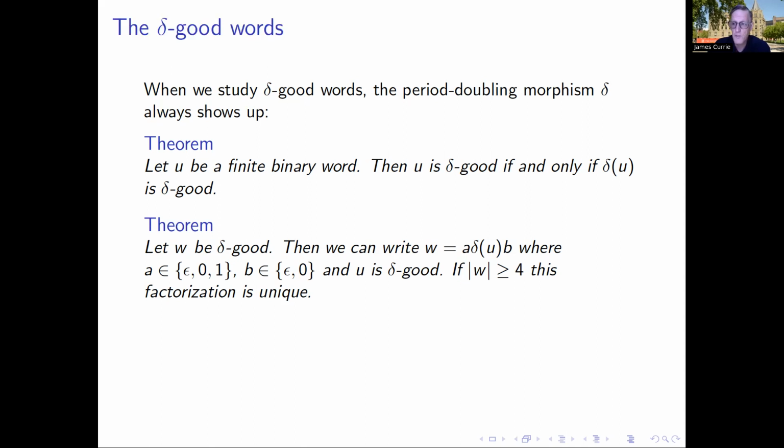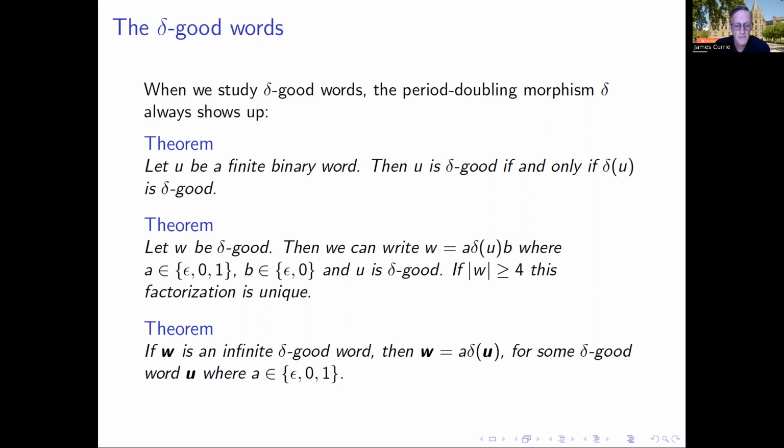So in the case of overlap-free words and the Thue-Morse morphism, we also have a uniqueness condition on factorizations of long enough words, which allows you to do enumeration. So we could take this and use it to do enumeration of these delta good words. If I have an infinite delta good word, it's the image of an infinite delta good word where we've simply tacked on a single letter at most at the beginning. So once again, we have these structure theorems.